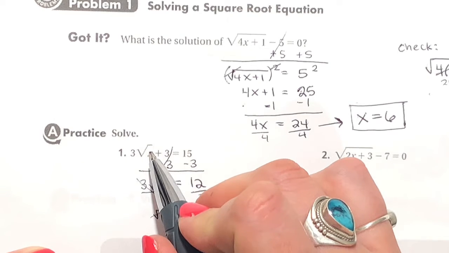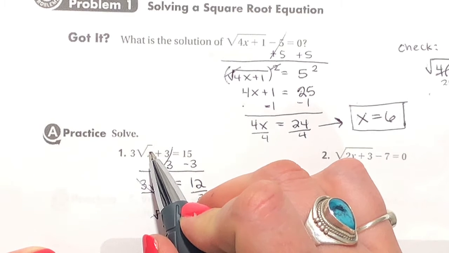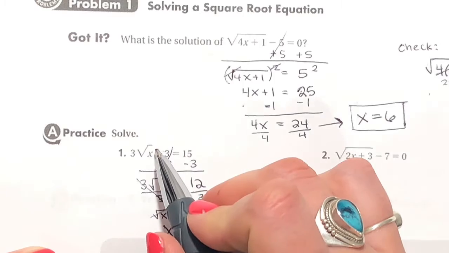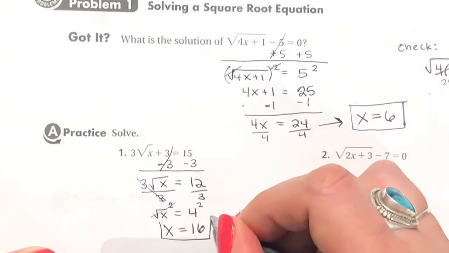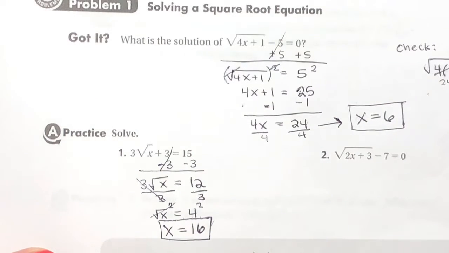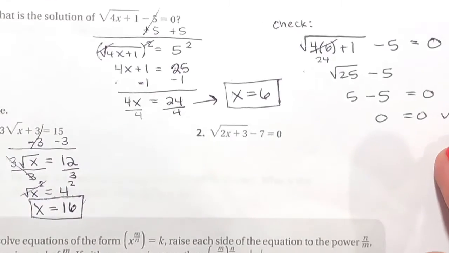We get 3 times the square root of 16. Well, the square root of 16 is 4. So 3 times 4 is 12. 12 plus 3 is 15, so it works. Okay, so you can do those checks in your head really quick, but make sure to always check. Okay, let's try another one.